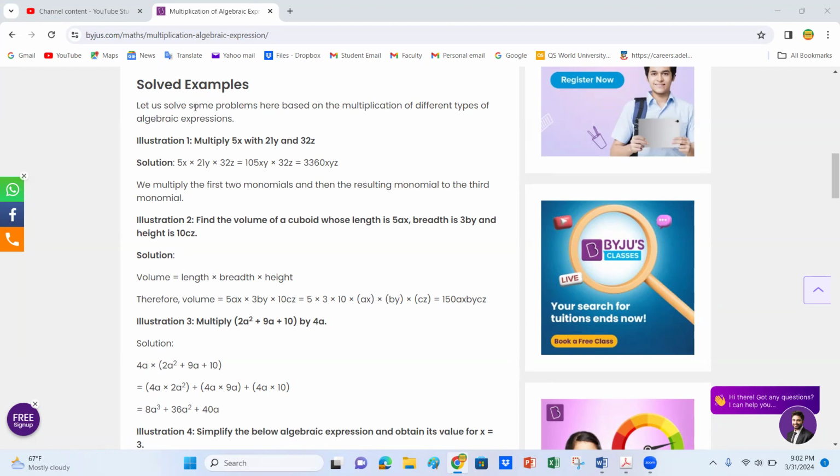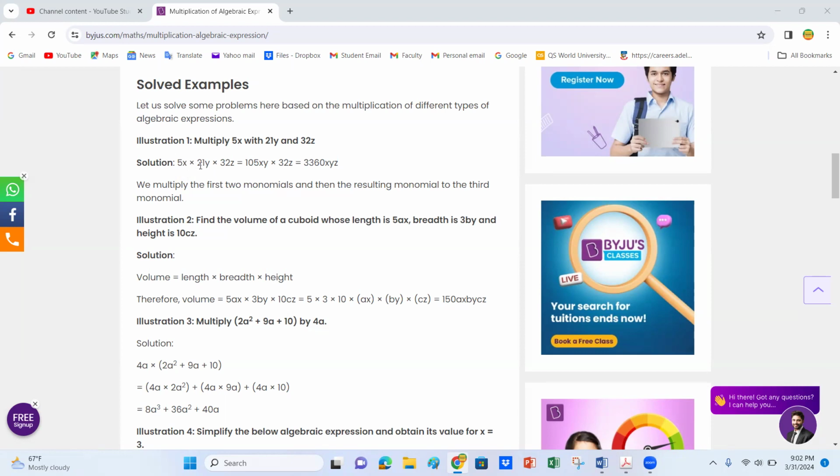Okay, let's solve some examples. Let us solve some problems based on the multiplication of different types of algebraic expressions. For example, illustration 1: multiply 5x with 21y and 32z. So I will multiply three expressions: 5x, 21y, and 32z. I write here 5x, 21y, 32z, with the sign of multiplication between them.